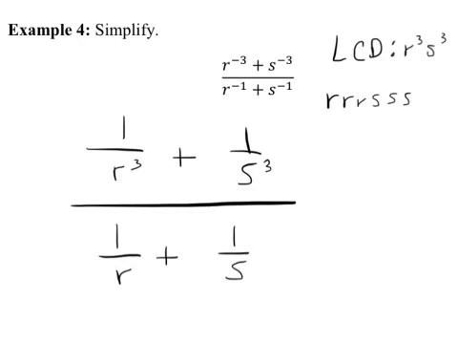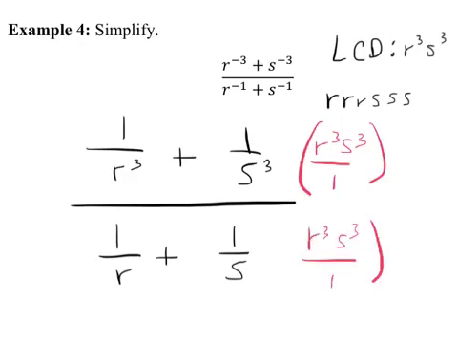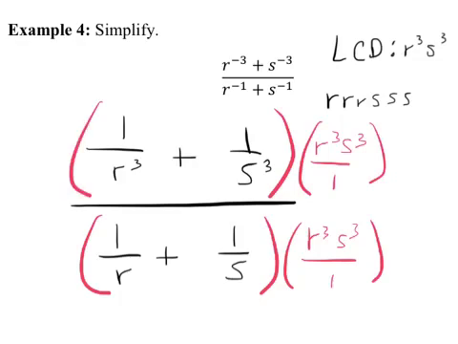Okay? So now what do we do? What's the method that we use to simplify these? Multiply by R cubed, S cubed, and 1. Yeah, so let's do that. R cubed S cubed over 1. R cubed S cubed over 1. And we remember to put parentheses around the entire thing. Okay, again, always multiply the top and the bottom by that LCD. And I'm going to extend my fraction line.